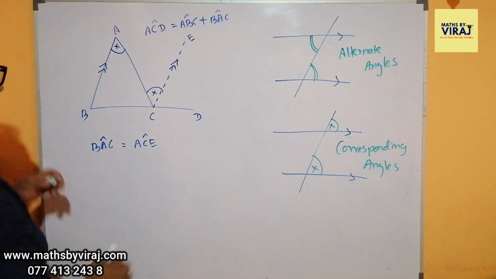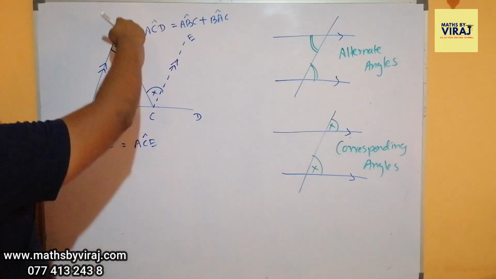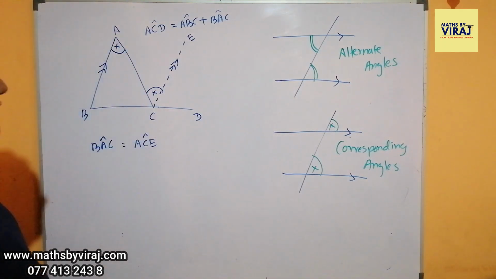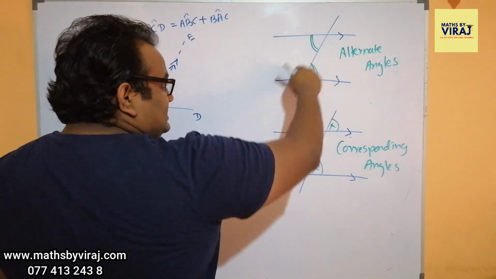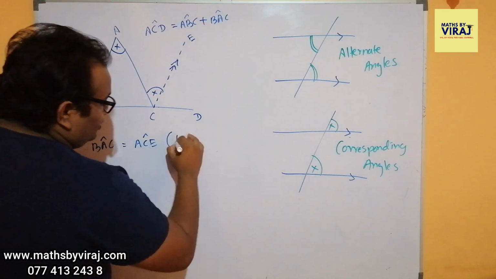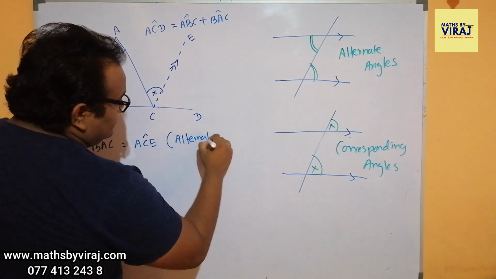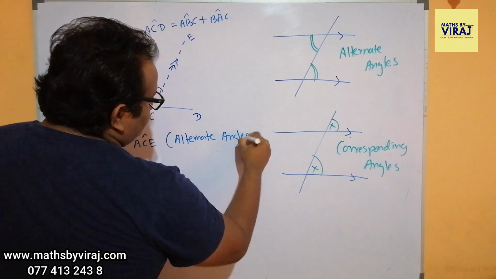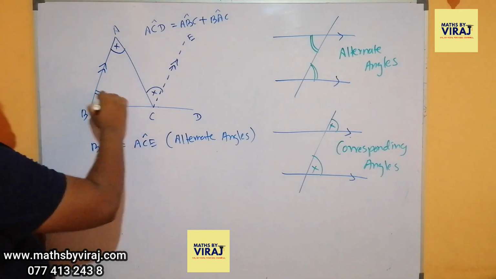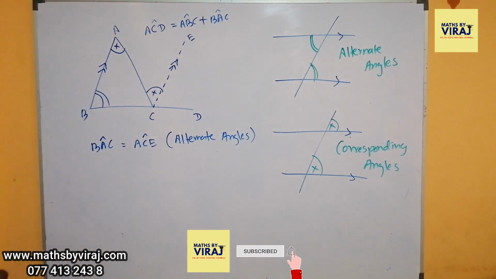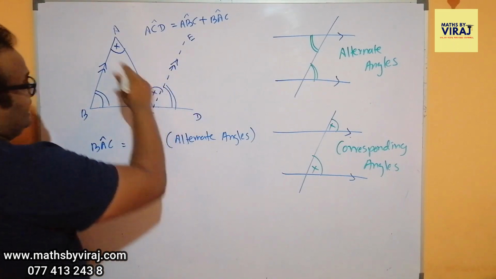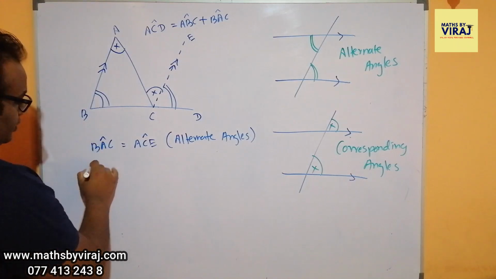Children, please understand that these two are parallel lines. Therefore, these two angles are equal. Therefore, they are Z-shaped or N-shaped angles. Therefore, I can write alternate angles. Then I can write angle ABC is equal to angle ECD.